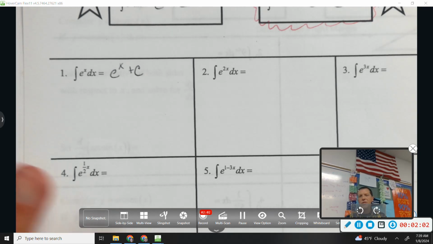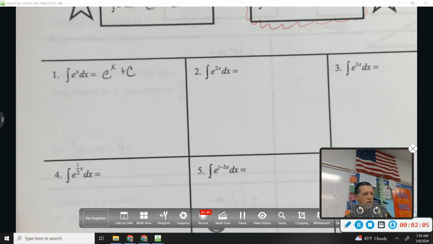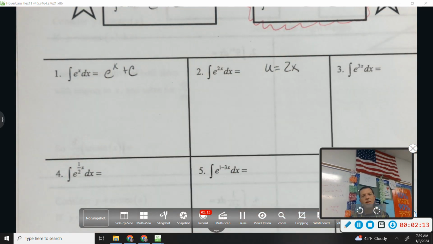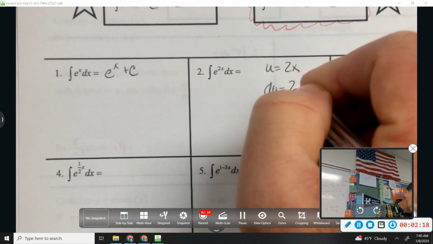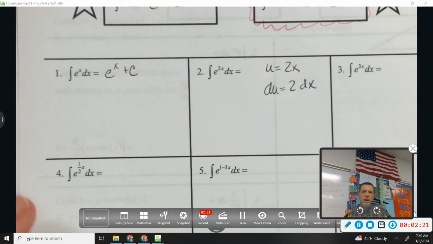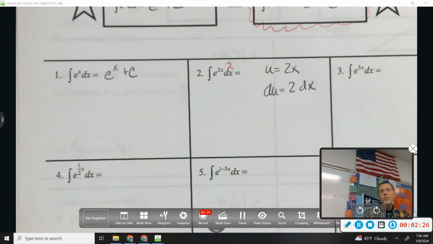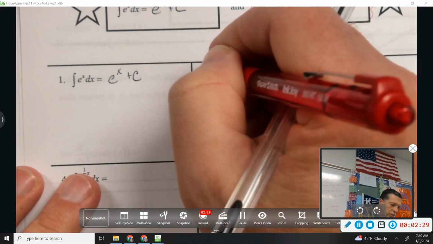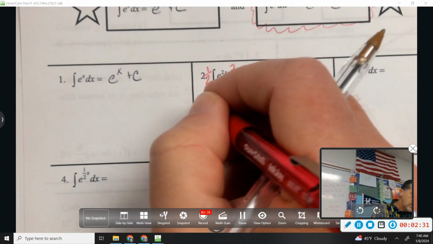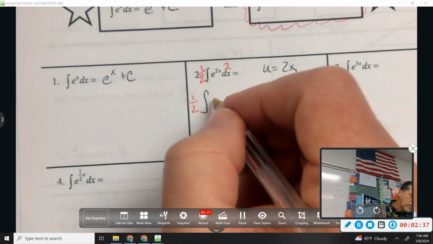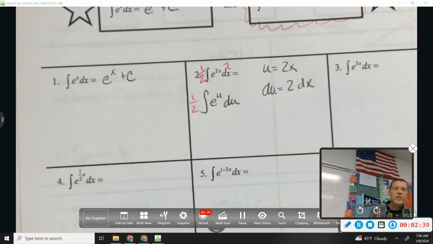But number two, there's a 2 in there, so maybe you could figure out how to undo the chain rule, but first time through, let's just let u be 2x. That way we'll have e to the u, and that we know how to handle. Du is 2 dx, so I can spawn a 2 into the integrand as long as I also put a 1/2 out front. So now I've got 1/2 antiderivative of e to the u du.